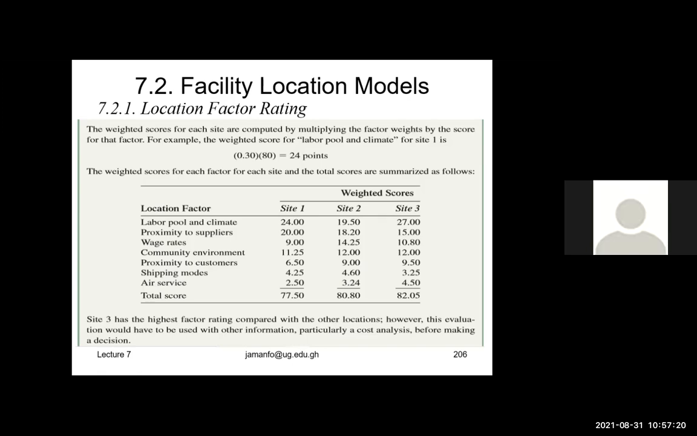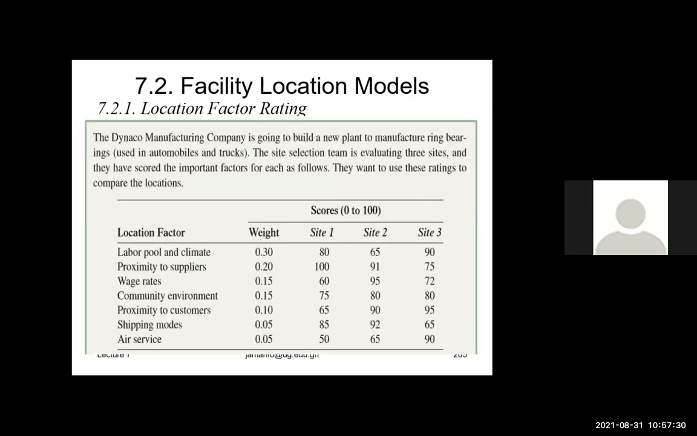So I have a question, and it's on assigning the weight to the location factors. You said the weight is supposed to be between 0 and 1. But I wanted to find out if there's a basis for assigning perhaps 0.3 to labor pool and maybe 0.15 to wages. Is there a standard way of assigning this weight?